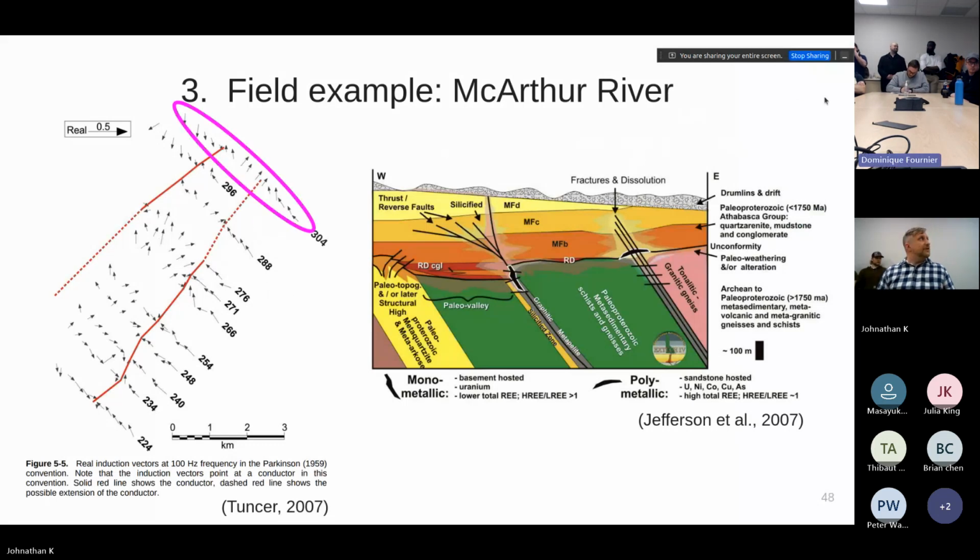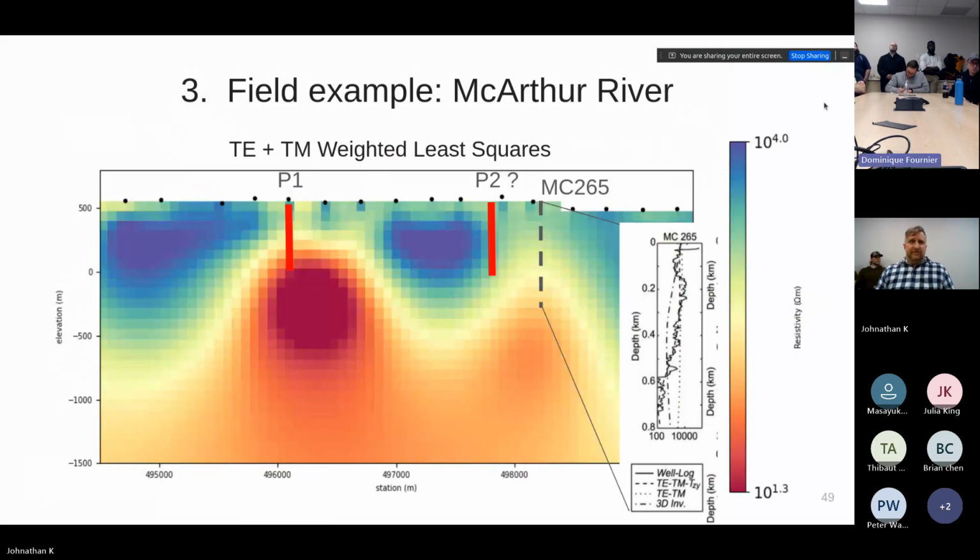And for this example, we're going to look at one line of data here, the one in the north, because at the time these were labeled the P1 and P2 conductors, and this line covers both of them. So here we first look at just doing a combined TE-TM mode L2 inversion. And the results actually aren't too bad right out of the box.